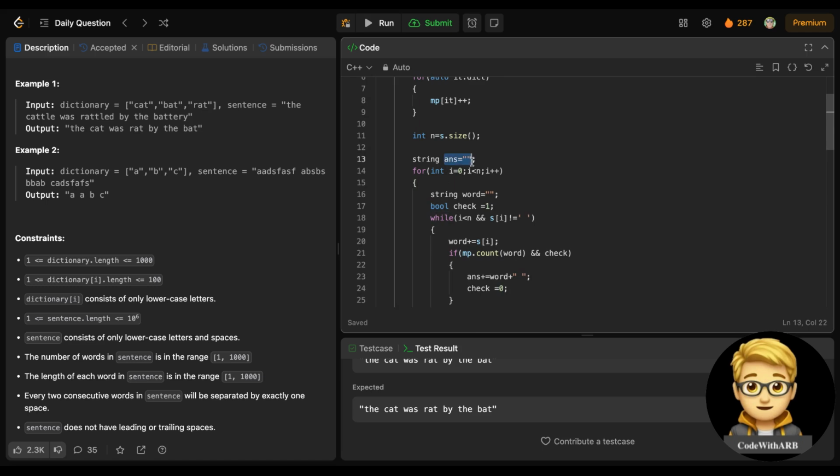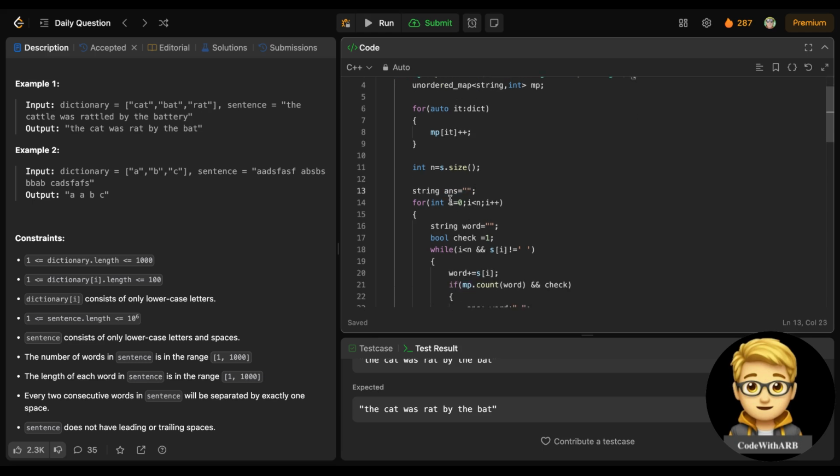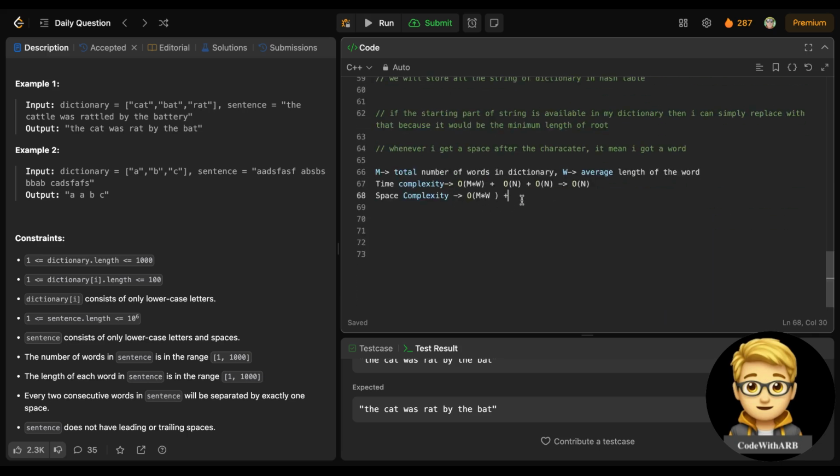And if you see this answer, I'm also taking an answer string for returning. You can take it or not, it's up to you, because for returning we don't usually count it, but if you want to, you can. That will again be O of N. So the overall space complexity would be O of N, right? So this is how we solve the problems.